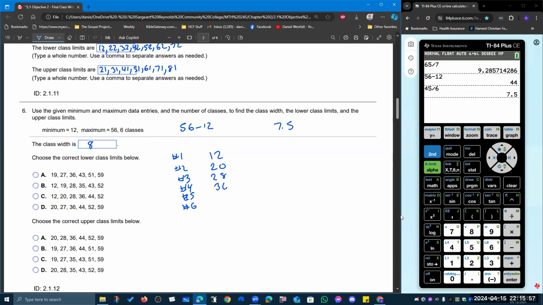Lower class limits are 12, 20, 28, 36, 44, and 52. The upper limit of the first class is 19, and 19 plus 8 is 27, then 35, 43, 51, and 59. So upper class limits are 19, 27, 35, 43, 51, and 59.